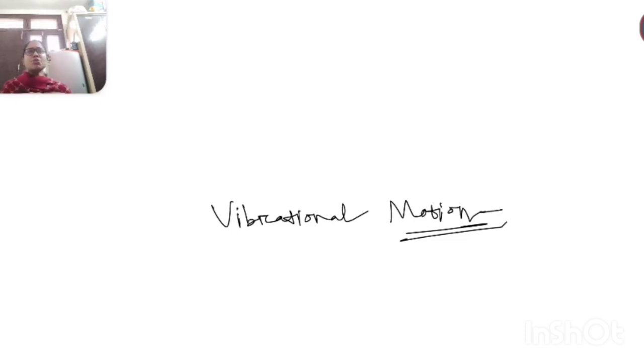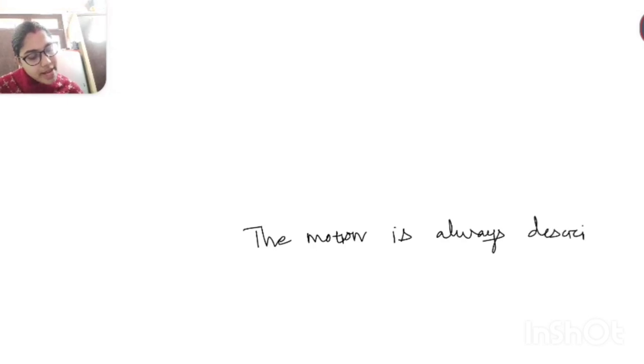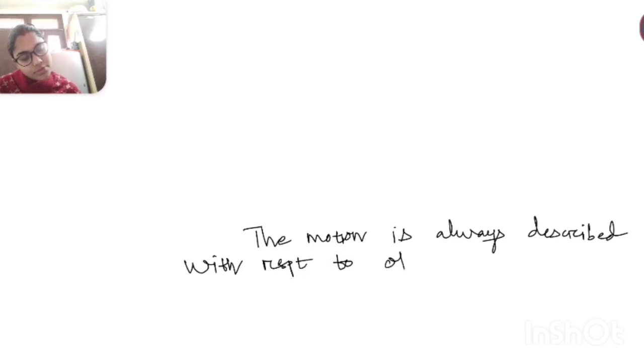So there are various types of motion. Some are very simple, some are very complex, which are difficult to understand. In this chapter we are going to discuss all the motion which is in a straight line. Now remember one thing. Motion is always described with respect to an observer. So we can write it as: the motion is always described with respect to observer.